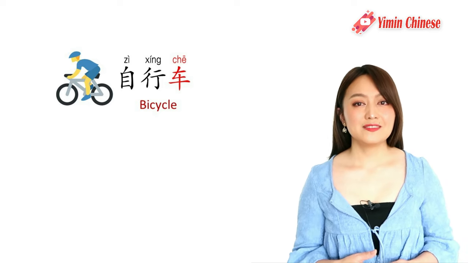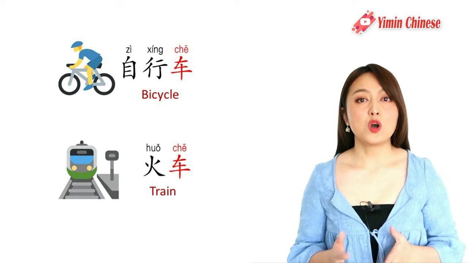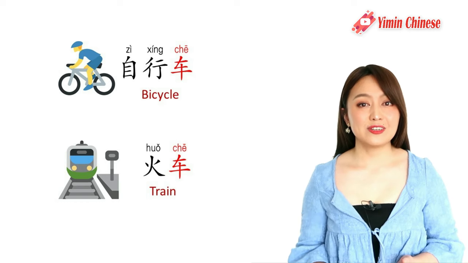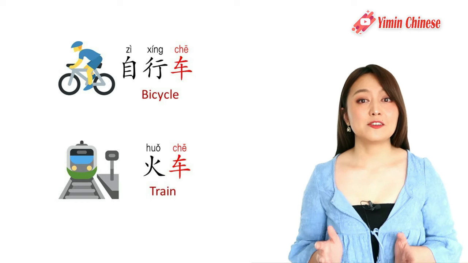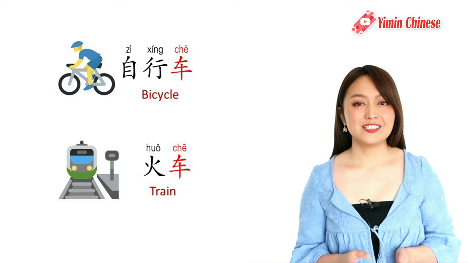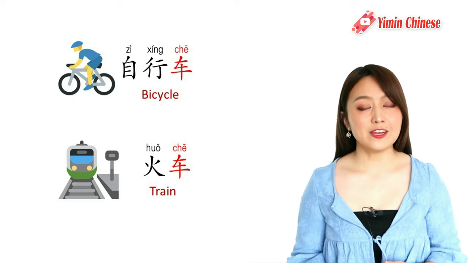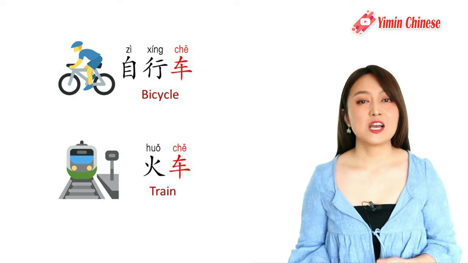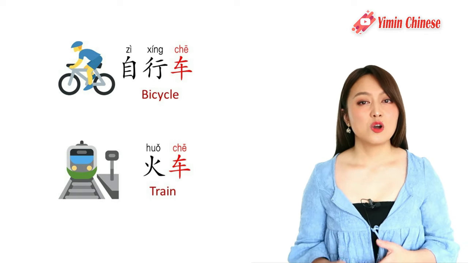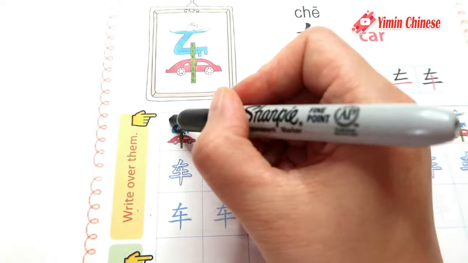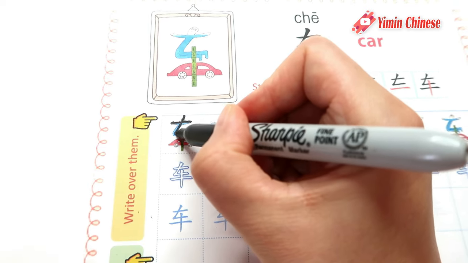自行车. And another one, 火车. It means train. 火, it means fire. 火车, a vehicle works with fire. And how did it work in the beginning? 火车. Now let's write the character.